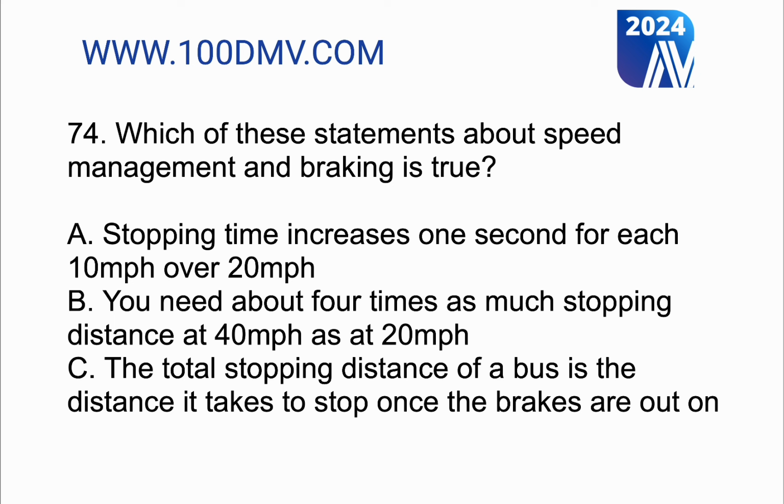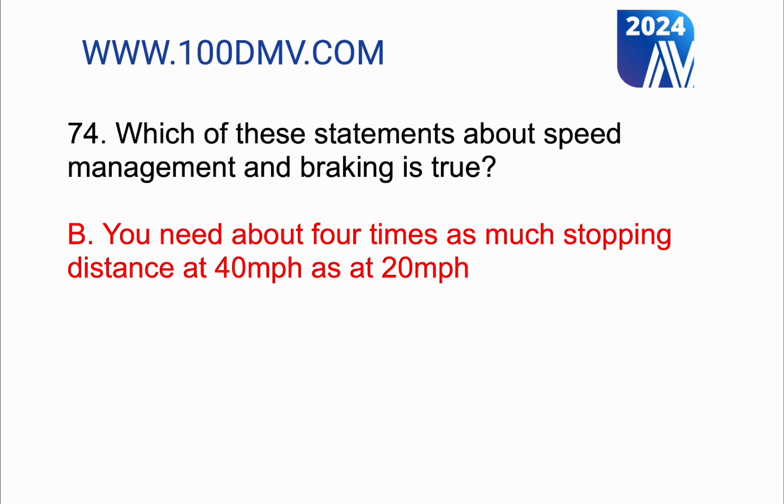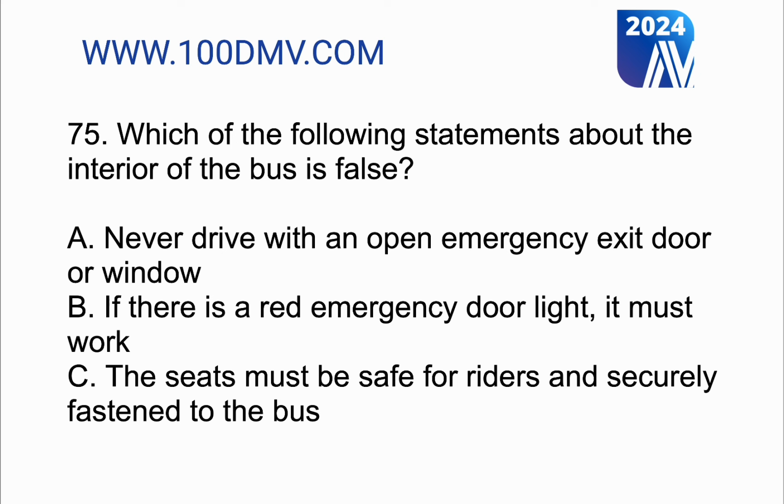74. Which of these statements about speed management and braking is true? A. Stopping time increases 1 second for each 10 miles per hour over 20 miles per hour. B. You need about 4 times as much stopping distance at 40 miles per hour as at 20 miles per hour. C. The total stopping distance of a bus is the distance it takes to stop once the brakes are on. Correct answer: B. You need about 4 times as much stopping distance at 40 miles per hour as at 20 miles per hour.